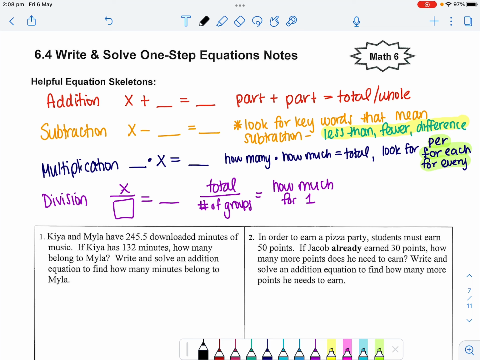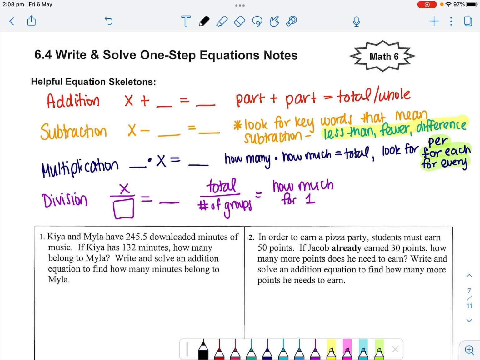For division, we're going to take our total, so our variable is typically going to be our total amount that we're looking for. We're going to divide by the number of groups, so how many people are sharing it, how many groups we are splitting it with, and that's going to tell us how much it is for one person or for one group, okay?